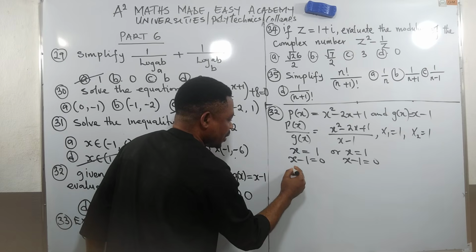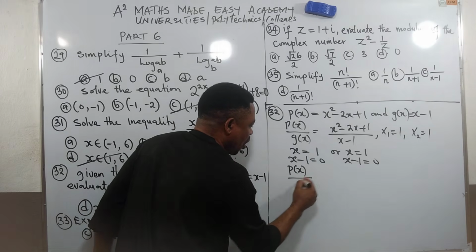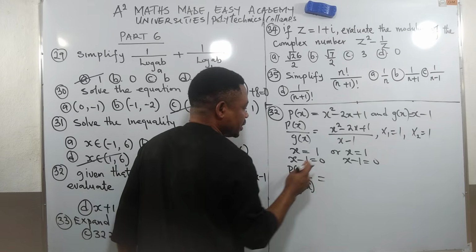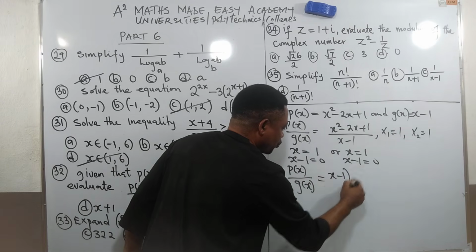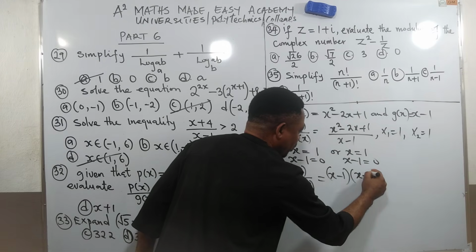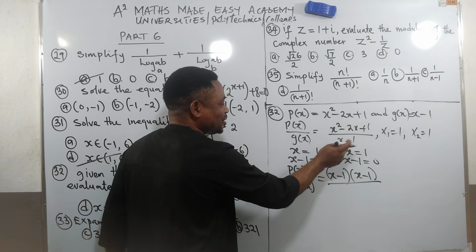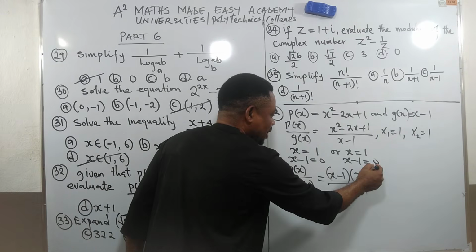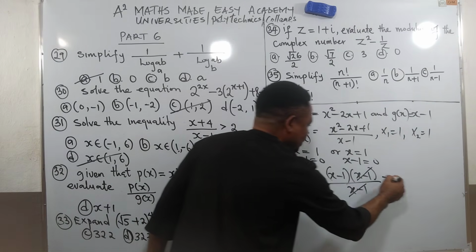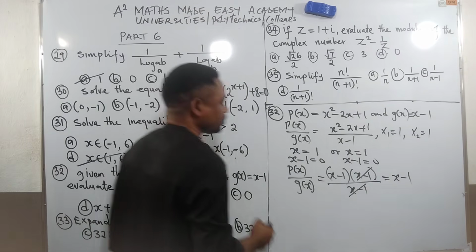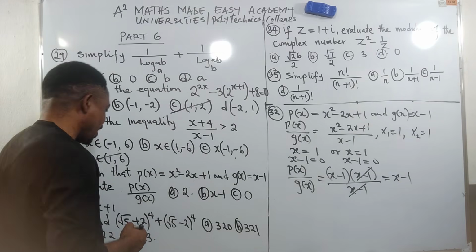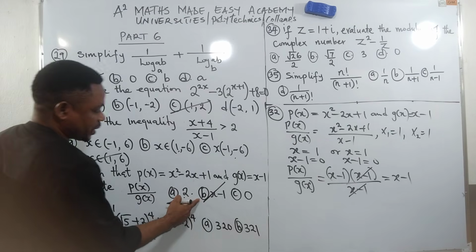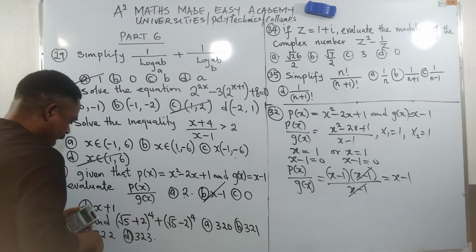Can we now say P of x over G of x is now equal to x minus 1 in bracket, another x minus 1 in bracket, divided by the denominator, which is x minus 1? Can you see that this one will cancel this one? What is the answer now? x minus 1. Let's check from the options. Do you have x minus 1? Yes. The correct answer is option B.